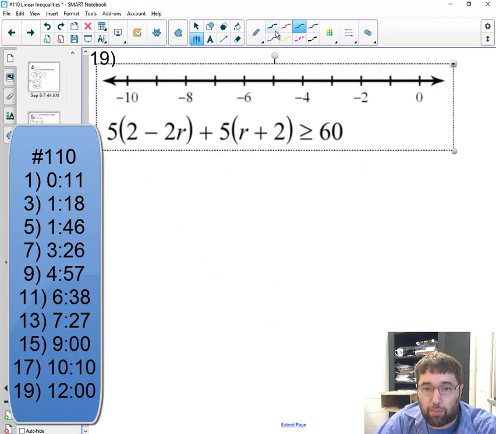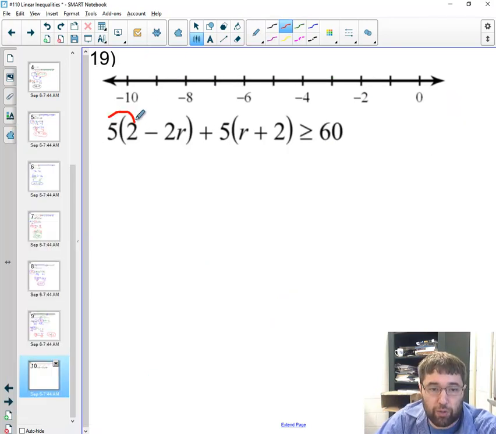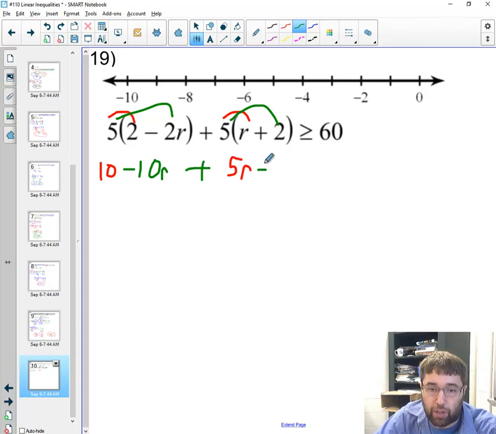And the last problem of the day, we distribute. We make it rain on them exponents. 5 times 2 is 10. 5 times r is 5r. 5 times negative 2r is negative 10r. Bring down the plus sign. 5 times 2 is plus 10. And then we bring down the greater than or equal to 60.